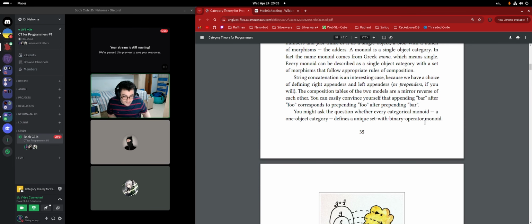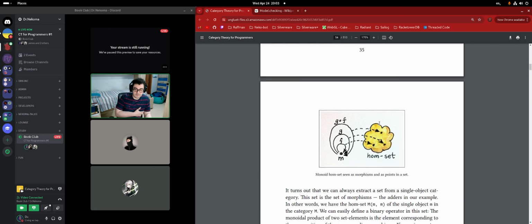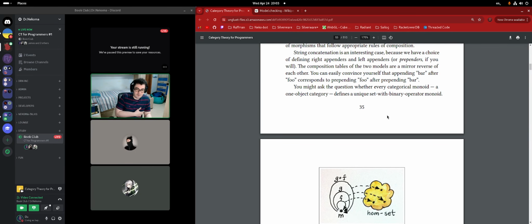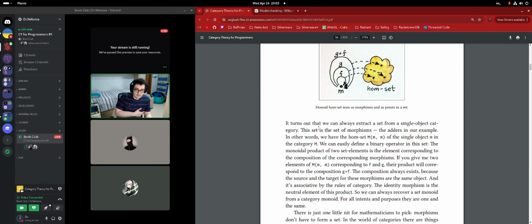You might ask the question whether every category, a one object category, defines a unique set with a binary operator, monoids. So that's a very interesting question. It turns out that we can always extract a set from a single object category. This set is the set of the morphisms. So all the morphisms that are going from M to M, we can extract out. In our case, the adders.